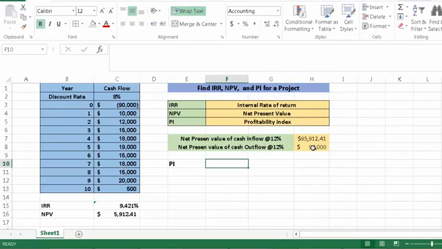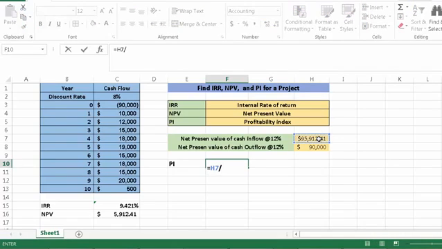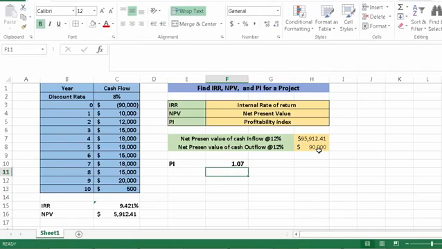For the calculation of the profitability index, we divide the cash inflow by the cash outflow. The amount of the profitability index is not in percentage, it is a number. The profitability index is always shown as a number, but IRR is always shown in percentages.